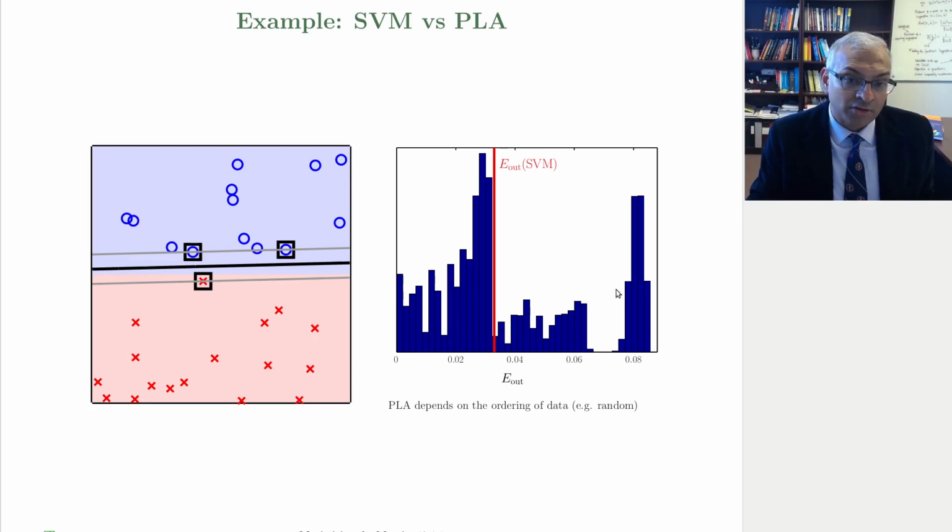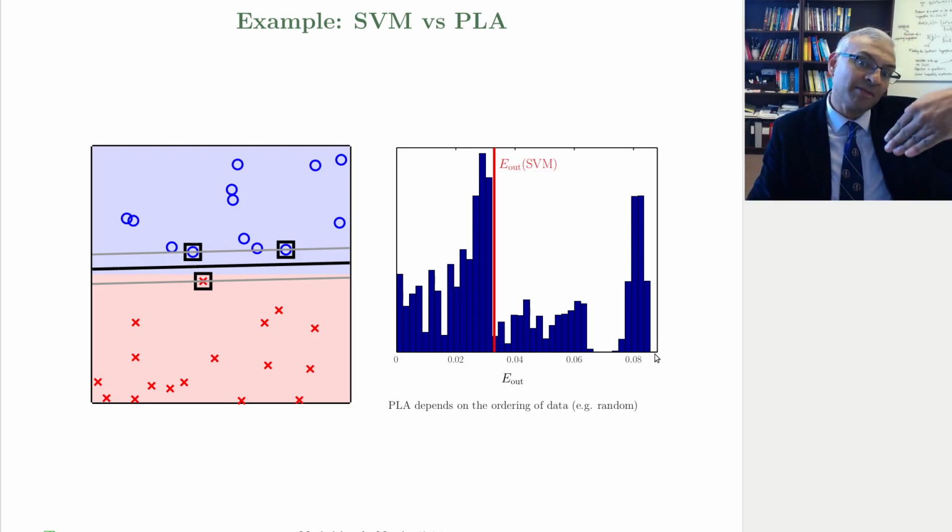And so on the right, I'm showing you the E out for the support vector machine. And that's deterministic in some sense. It doesn't matter about order, nothing. It's just a quadratic program. And then, if you run the PLA, you get a whole bunch of separators. And if you're lucky, you can get a separator that has better out-of-sample error, depending on the order in which the data points pop up. But if you're unlucky, you can get a separator that's much worse.